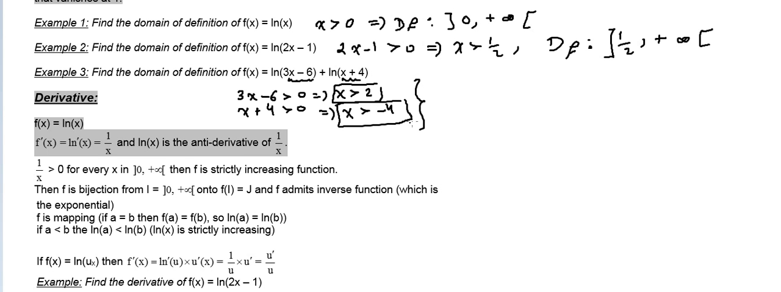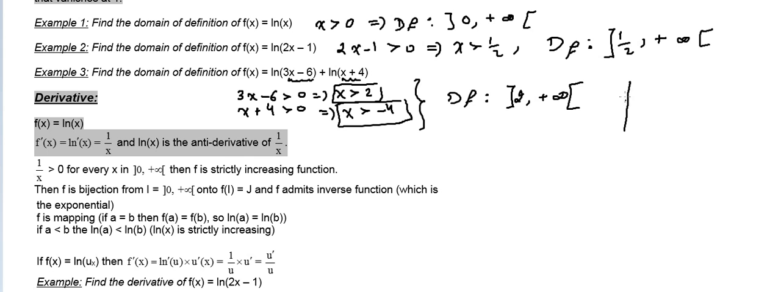Okay, those two make the domain of definition start from 2 up to plus infinity. What's the meaning of greater than 2 and greater than minus 4? When we say greater than 2, this means it's greater than minus 4 as well. So it starts from 2 and goes up to plus infinity.